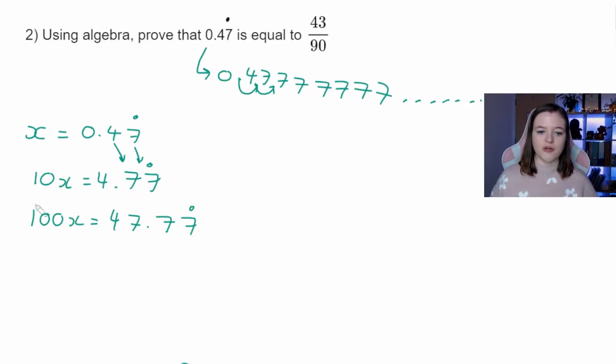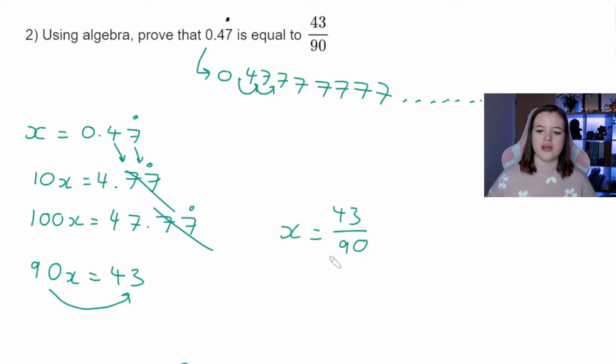Take the smaller one from the bigger one: 100x minus 10x is 90x. Then 47.77 recurring take away 4.77 recurring, essentially get rid of both of those recurring parts. 47 minus 4 is then equal to 43. And then same last step, divide through by 90 and you get x is equal to 43 over 90.